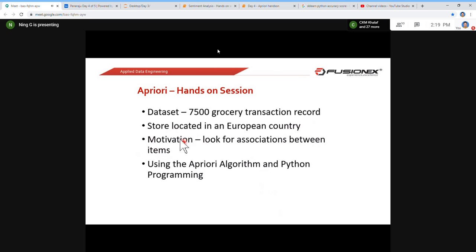The motivation of this particular hands-on is to look for associations between items. So a priori is a package that helps you deal with associations between items, which is perfect for this application. We are going to look for things that are mainly associated with one another by using this a priori algorithm.